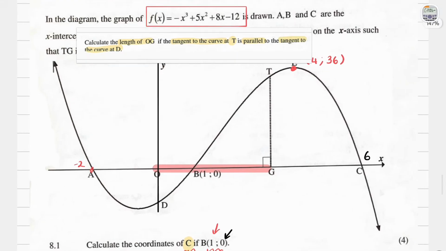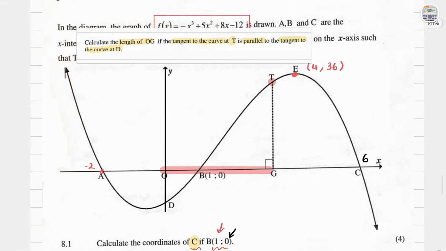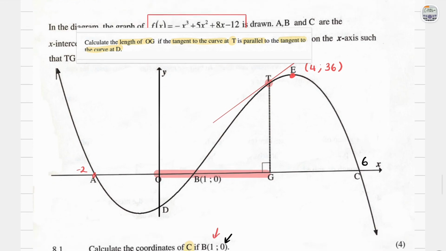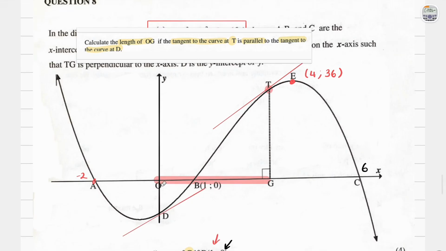So we need to find the length of this line. And you see that in order to find the length of that line, you just need to know what that x value of g is. And to find the x value of g, you need to know the x value of t, since they are vertically in line, meaning they share the same x value. Okay, so the only information they gave us about this is that we have a tangent to the curve at t, but that tangent is parallel to the tangent to the curve at d. And we would have to find the length of OG.